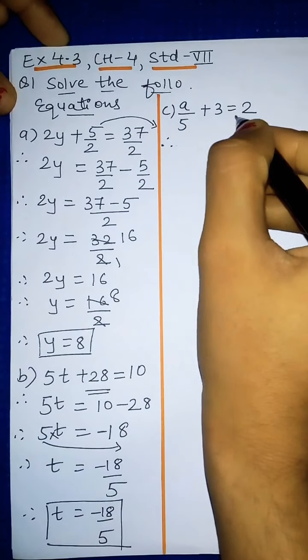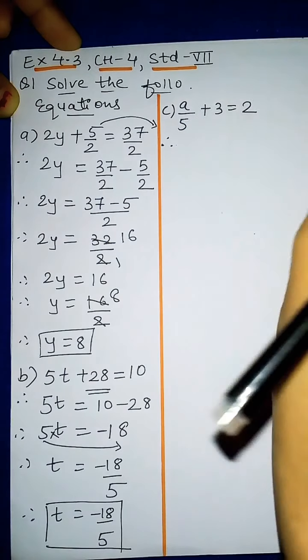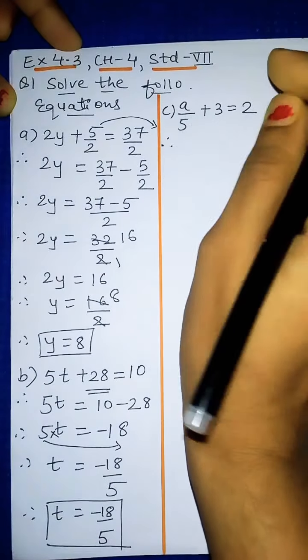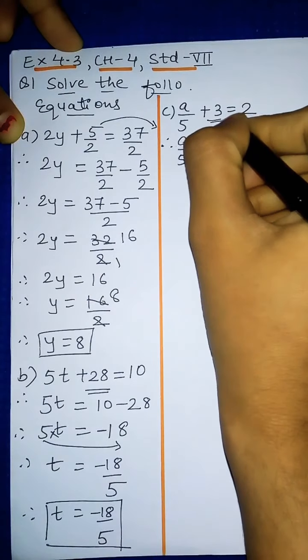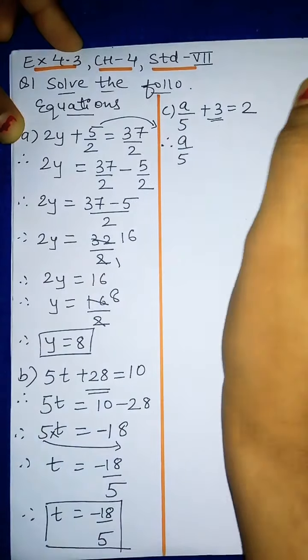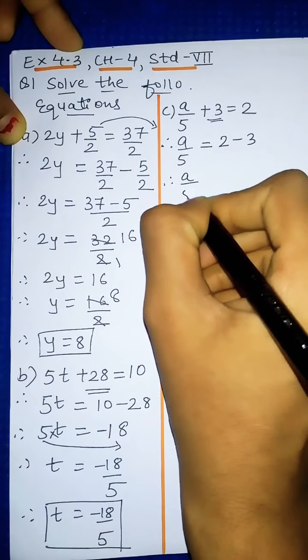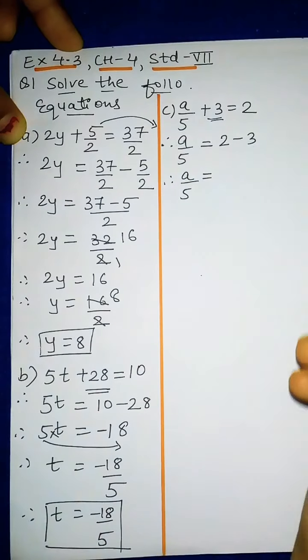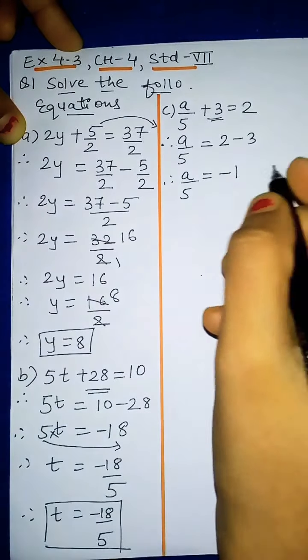a upon 5 plus 3 equal to 2. Now whatever is in plus or minus, that we will remove first. So this a upon 5 will be as it is, that we will not change. Now this plus 3 we will take that side, so it will become minus 3. So this side it will be 2 is already there, and minus 3. So 2 minus 3. Now next step it will be a upon 5, and here 2 minus 3 will give you minus 1. Okay, now plus 3 is removed.